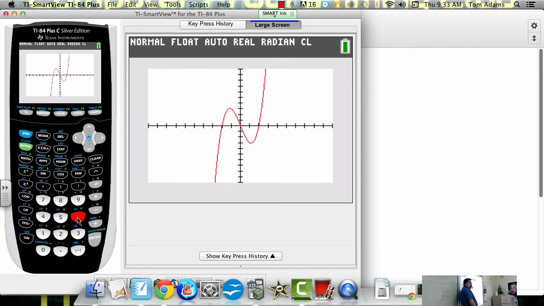And by the way, what's this hump right here? What's that relative? Local maximum. Global or local? I said local. Okay, so this is a local max and a local min.